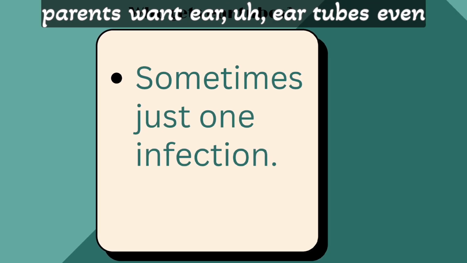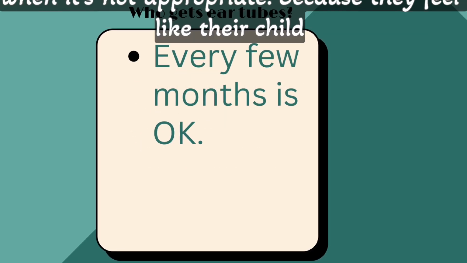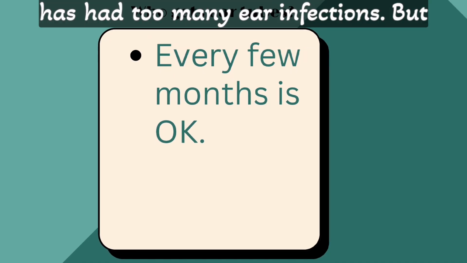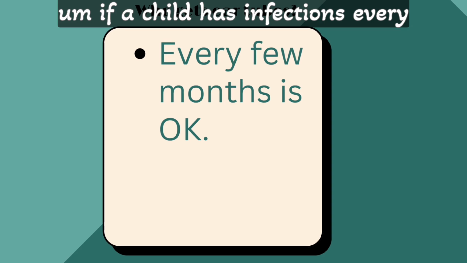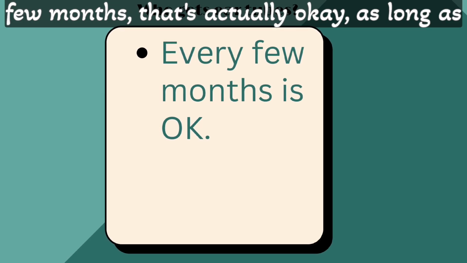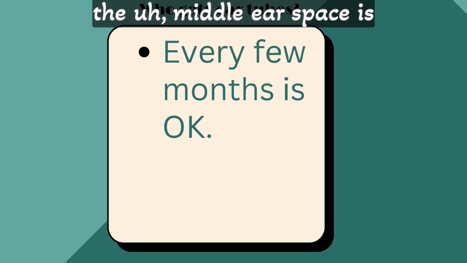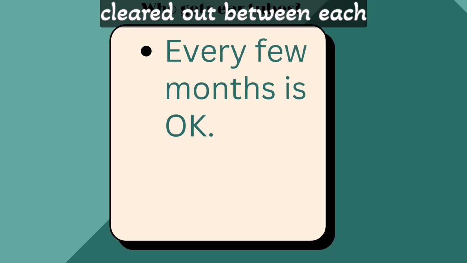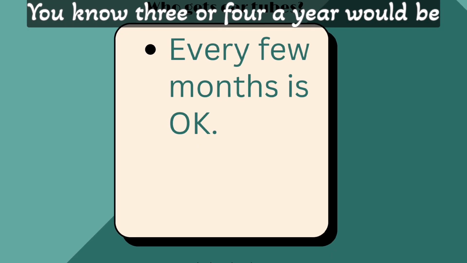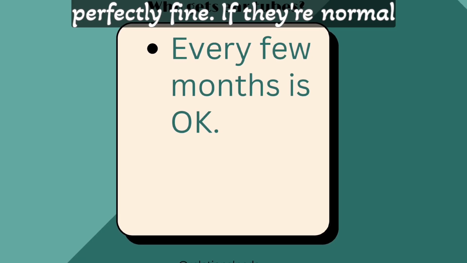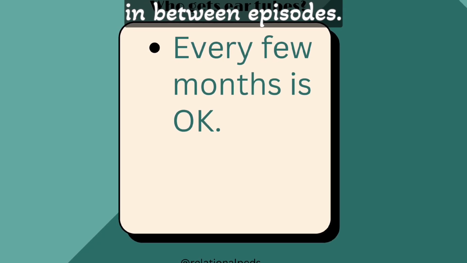A lot of parents want ear tubes even when it's not appropriate because they feel like their child has had too many ear infections. But if a child has infections every few months, that's actually okay as long as the middle ear space is cleared out between each infection. So 3 or 4 a year would be perfectly fine if they're normal in between episodes.